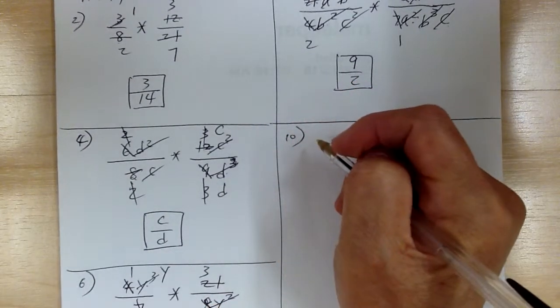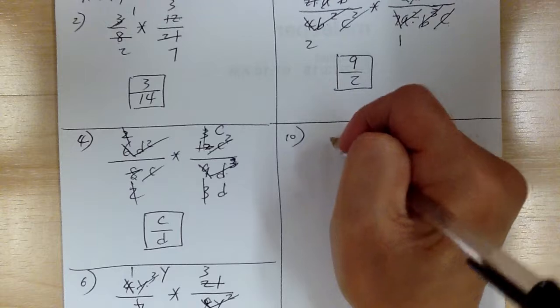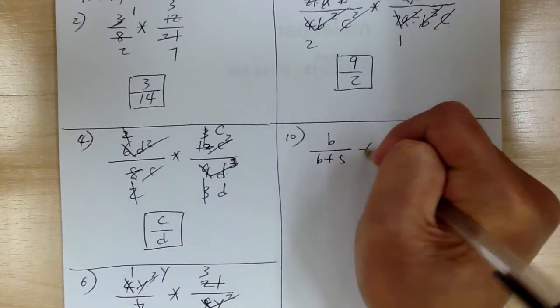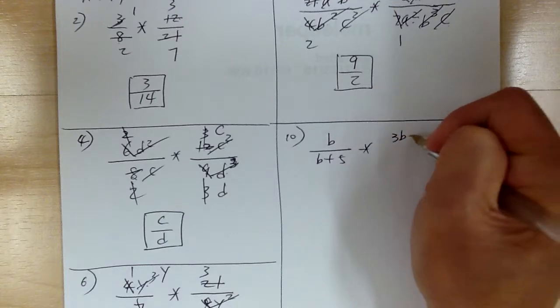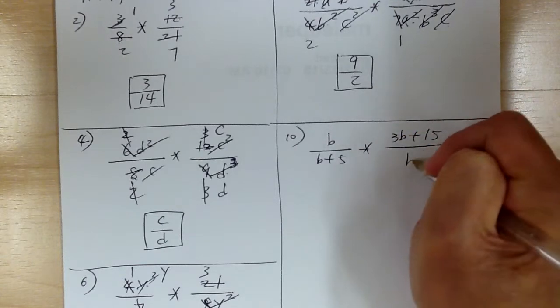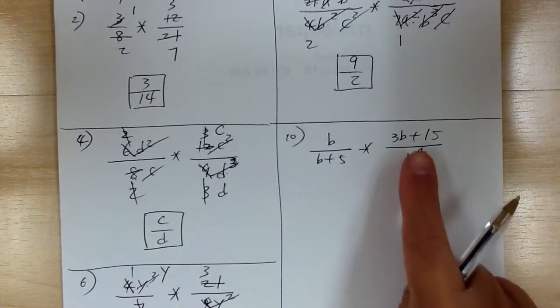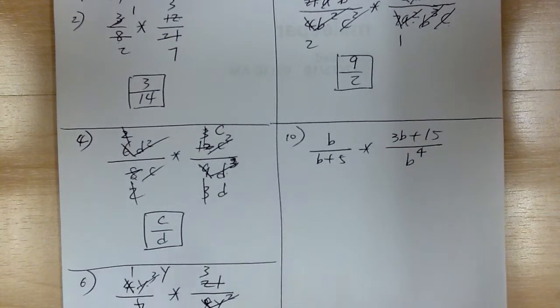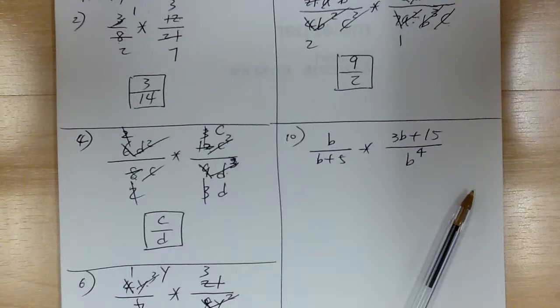Let's go to number 10. So you got b over b plus 5 times 3b plus 15 over b to the 4. Okay. So as soon as you see addition or subtraction, those are terms. Means right away we've got to think about factoring.